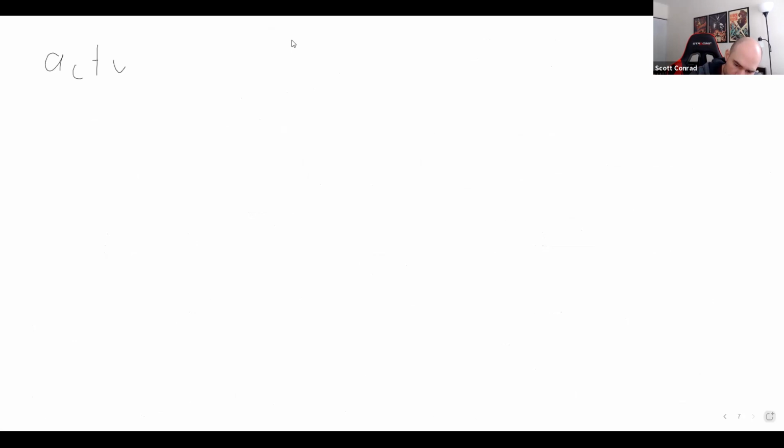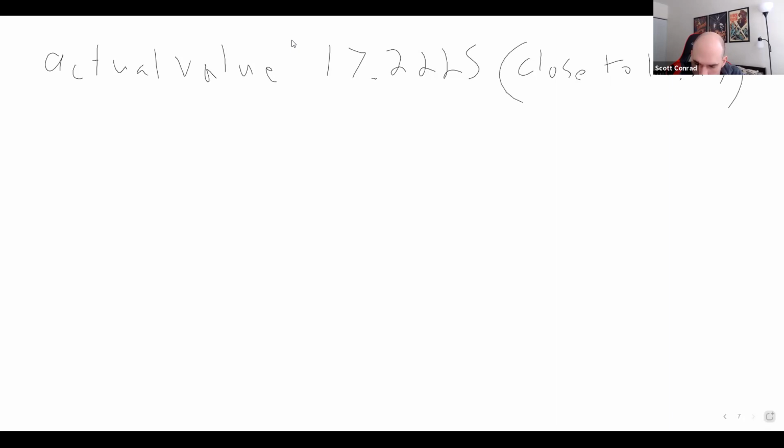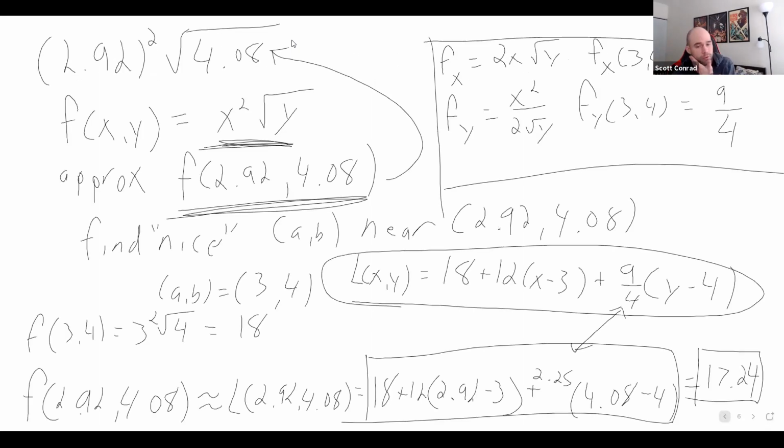So the actual value of our function, rounded to 4 decimals, is 17.2225, which is pretty close to our approximation, 17.24. So this is actually a pretty good approximation. In the example you gave, with the square root of 4.52, if we used the same approximation at 4, we would not get nearly as close an answer.